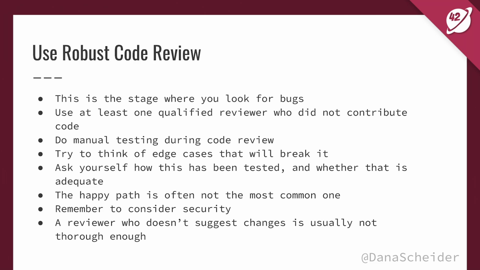Code reviewers should do manual testing. They should run the code on their local machine or in staging and try to think of edge cases that will break it. During that review, they should be asking themselves how and what has been tested with this, and whether those test cases are adequate. Are there additional edge cases that haven't been considered?